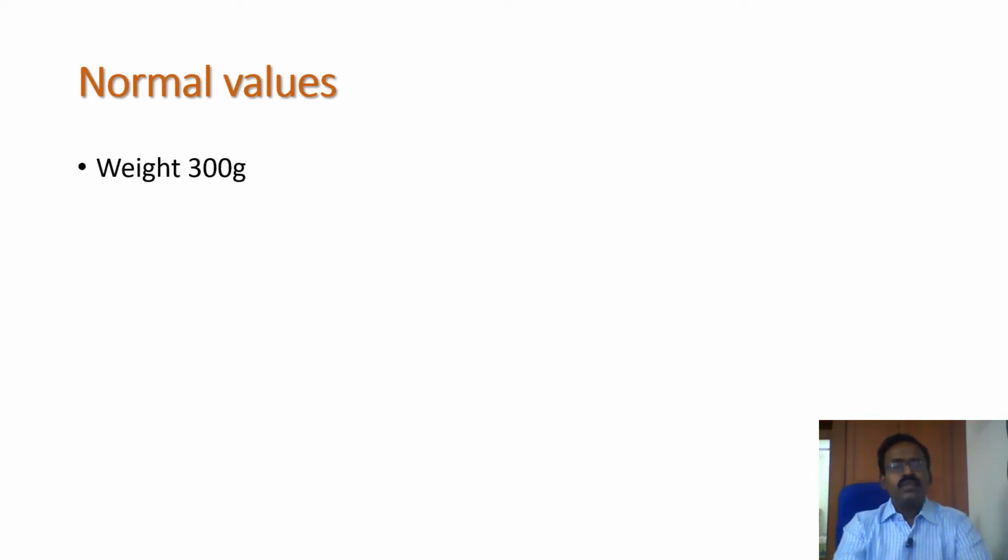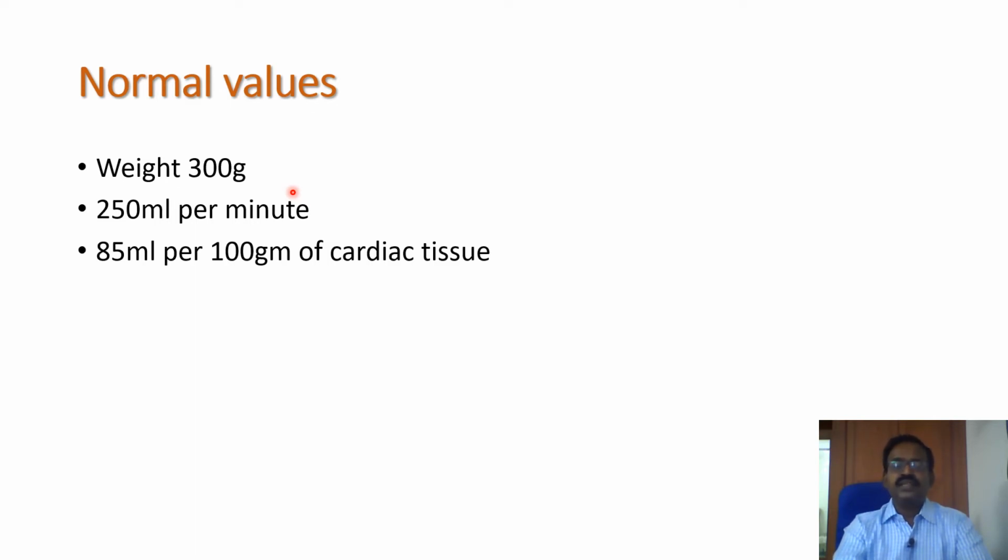The normal weight of the heart is around 300 grams. It receives an average blood supply of 250 ml per minute. Otherwise, we can express it as 85 ml per 100 gram of cardiac tissue per minute.